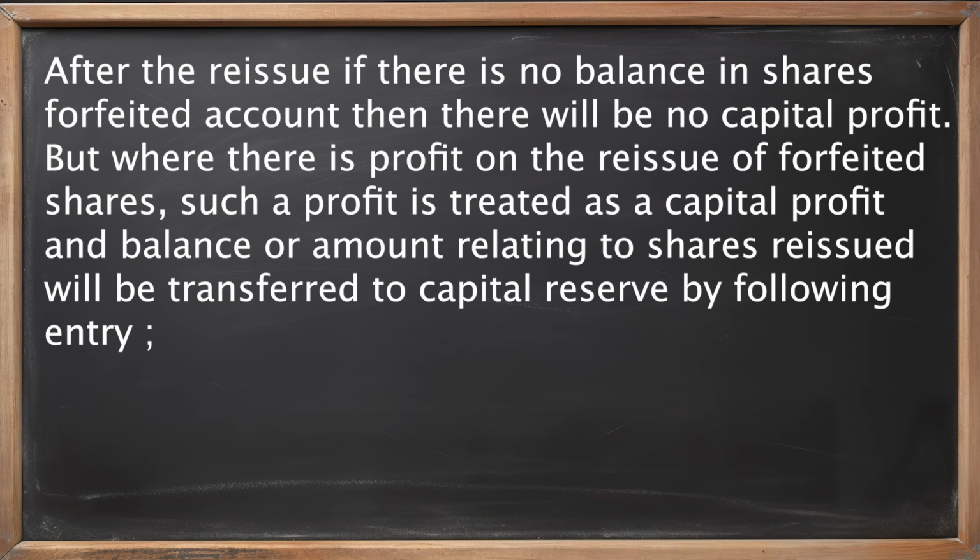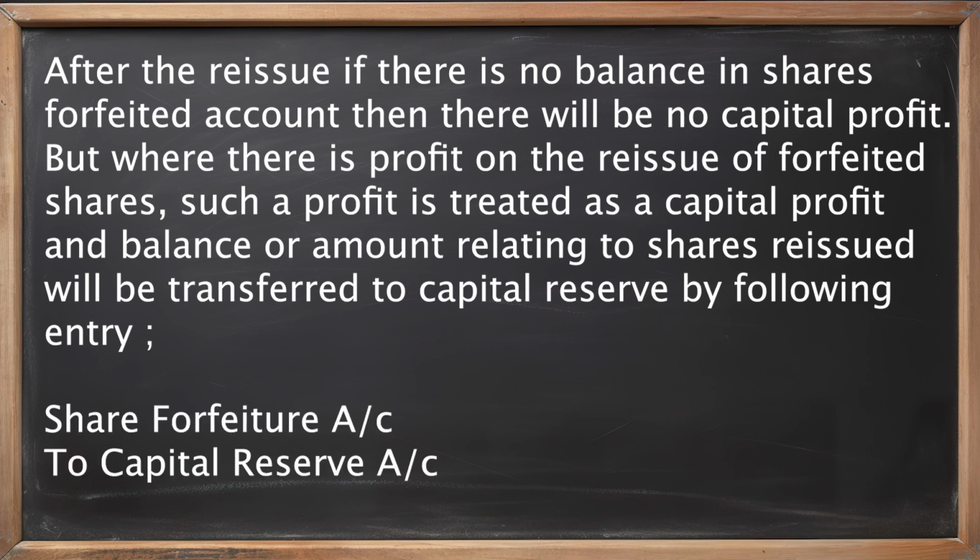After the reissue, if there is no balance in the share forfeiture account, then there will be no capital profits. But where there is a profit on the reissue of forfeited shares, such a profit is treated as a capital profit, and the balance or amount relating to the shares reissued will be transferred to capital reserve by the following entry. Share forfeiture account debited to capital reserve account. The narration is being capital reserve created on the reissued shares. Let us solve a question on this topic.